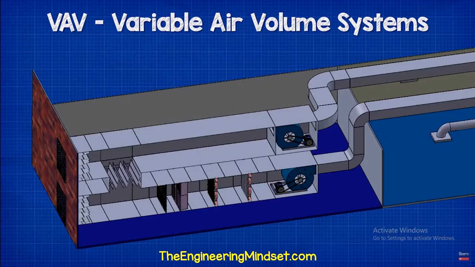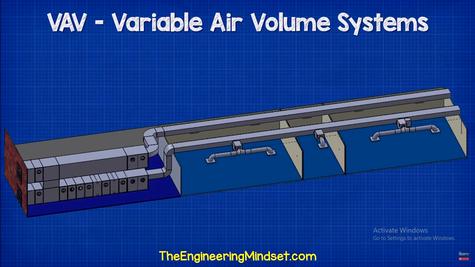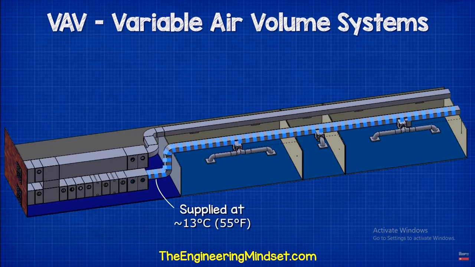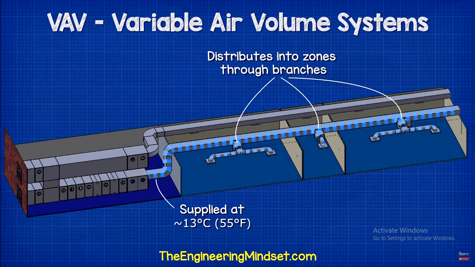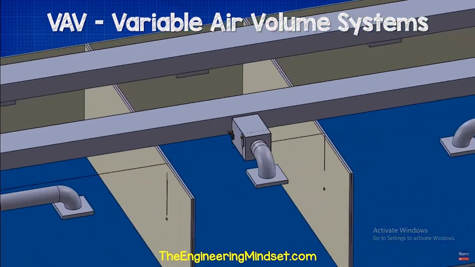But now, in a VAV system, the air leaving the AHU and being distributed throughout the building is being supplied at around 13 degrees Celsius or 55 degrees Fahrenheit. The fan within it, whether the temperature of the room is too hot, too cold, or just right.